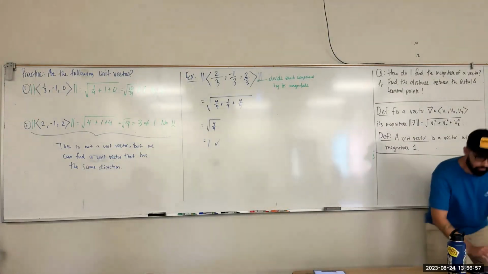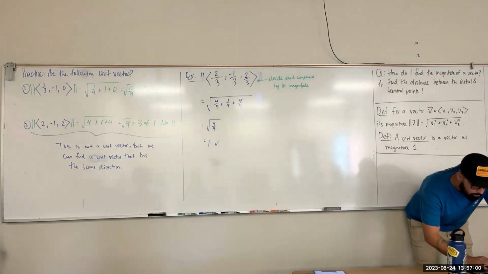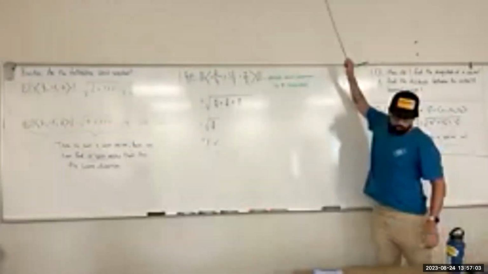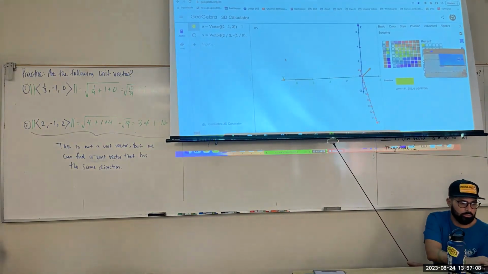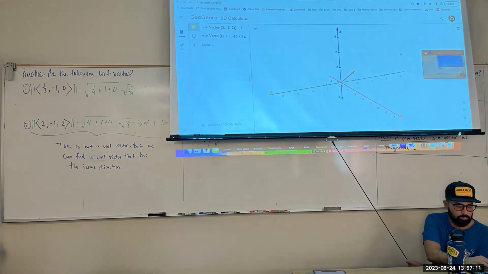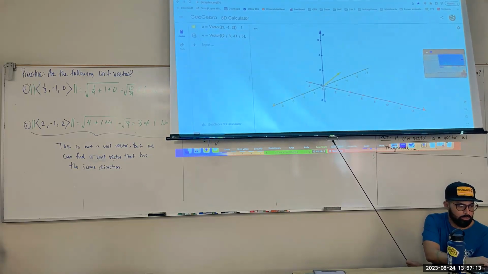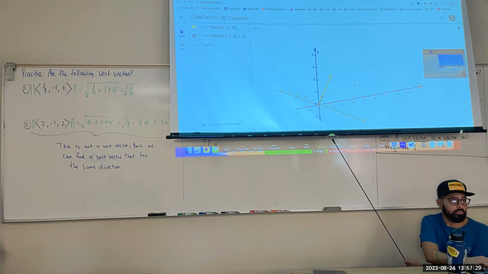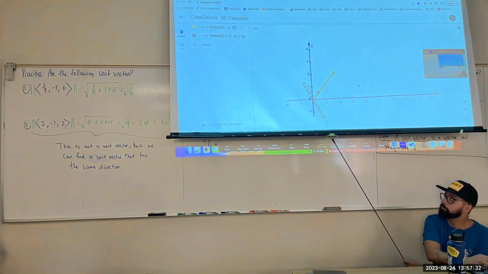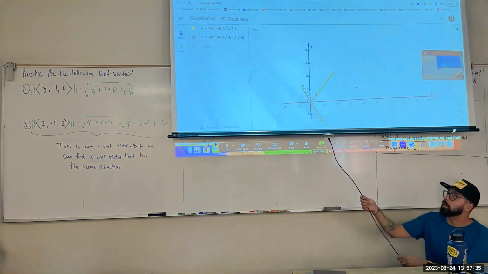Real quick, let me just show you. So here is that vector. This is the vector that we're playing with. And notice that when I divided each of the components by 3, I got this unit vector here. It's smaller because it has magnitude 1 versus 3, but what I want you guys to see is that it's actually also pointing in the same direction. Okay, and that's going to be important later on.